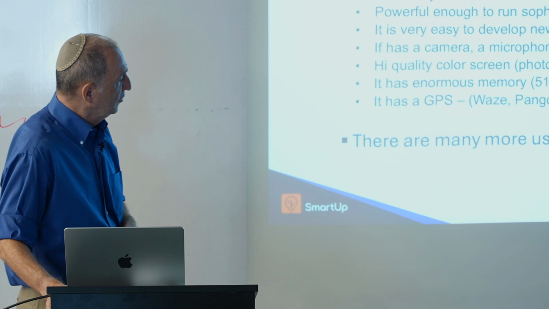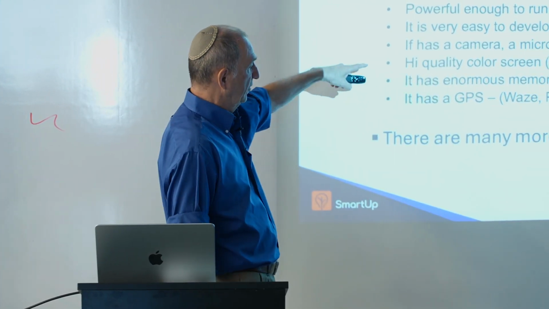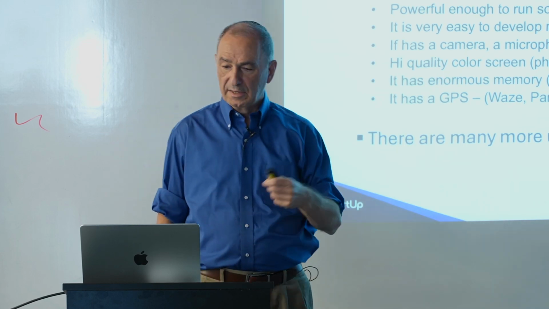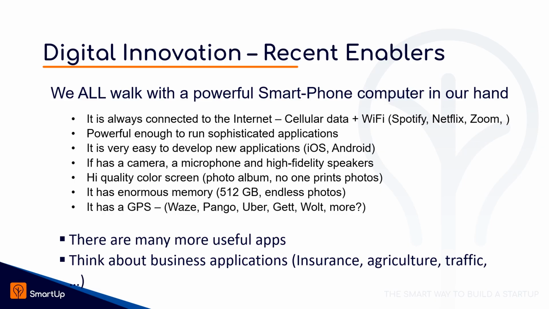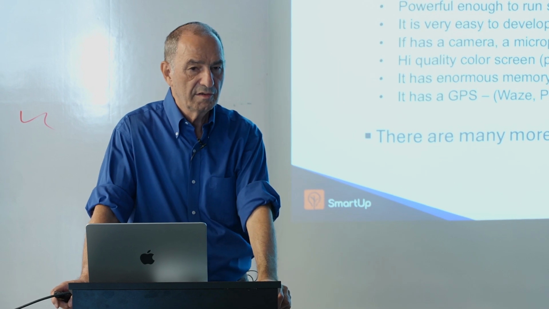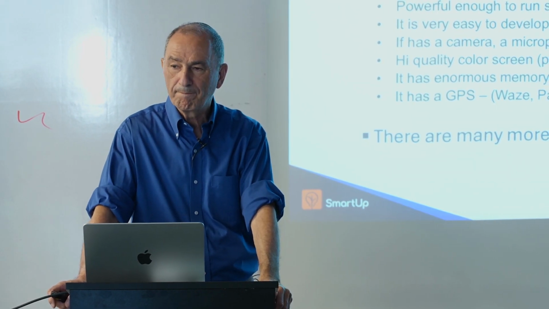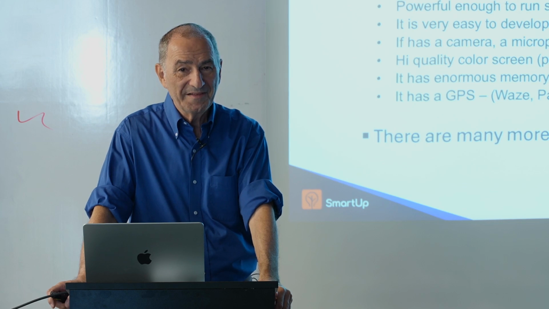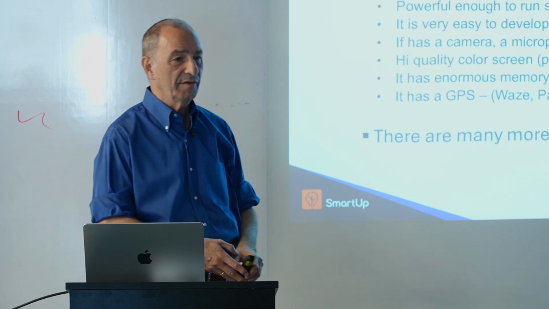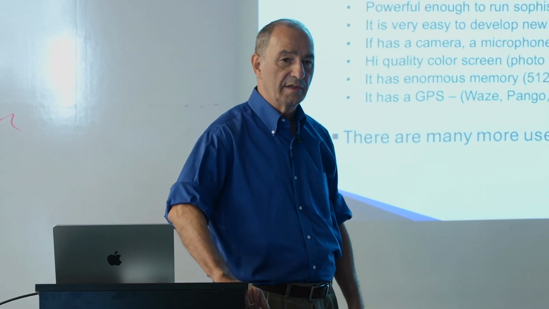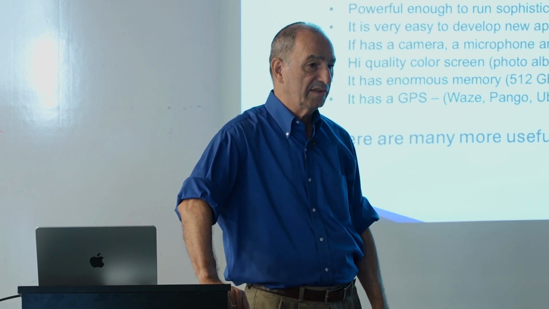So what I'm trying to say is you have an enabler. You have a screen, you have memory, you have GPS. Think about the list of the GPS applications: Waze, Pango, Uber, Gett, Wolt, and many others. What is difficult about them? Do you need PhDs from MIT to develop those? No, you don't. And that's what I'm trying to tell you. Remember I said that these enablers actually open the world for you in ways that didn't exist before.